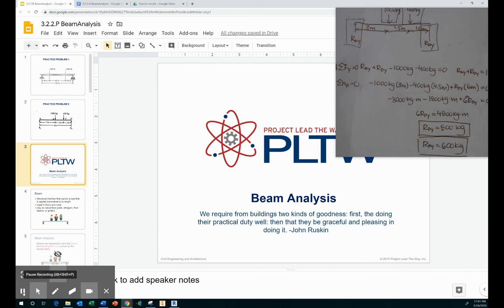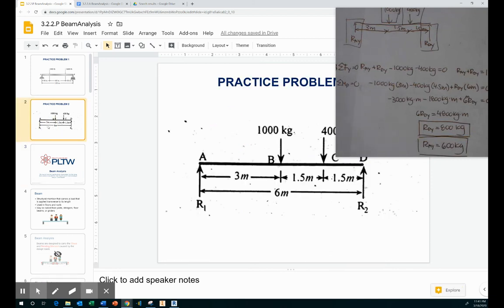All right, well, welcome back. Hopefully you got this answer for problem number 2. Hopefully you got it too, that RDY, which is our DY here, I just called them Rudy. RDY equals 800 and RAY equals 600. So on this side, we had 600 kilograms of reaction force up. This one was 800 kilograms of reaction force in the positive direction.